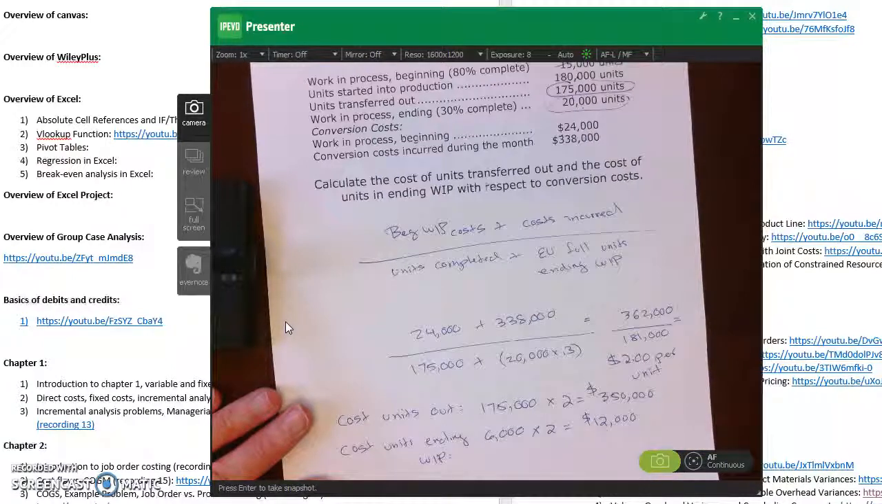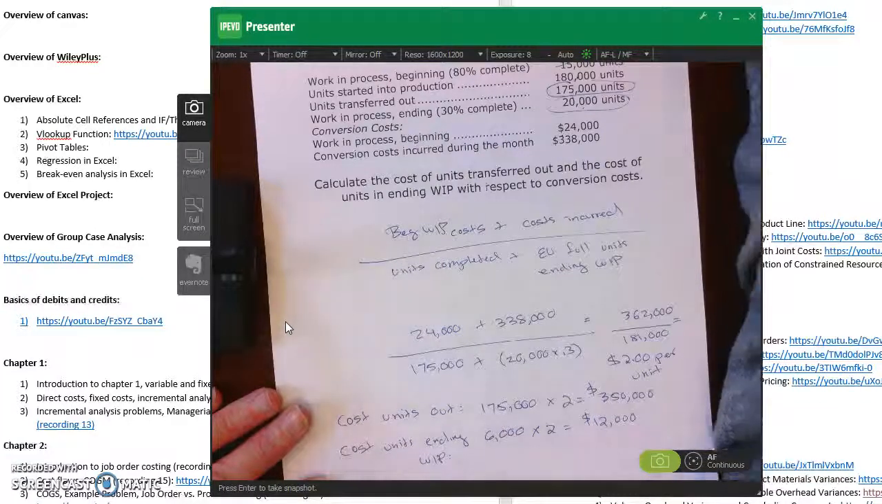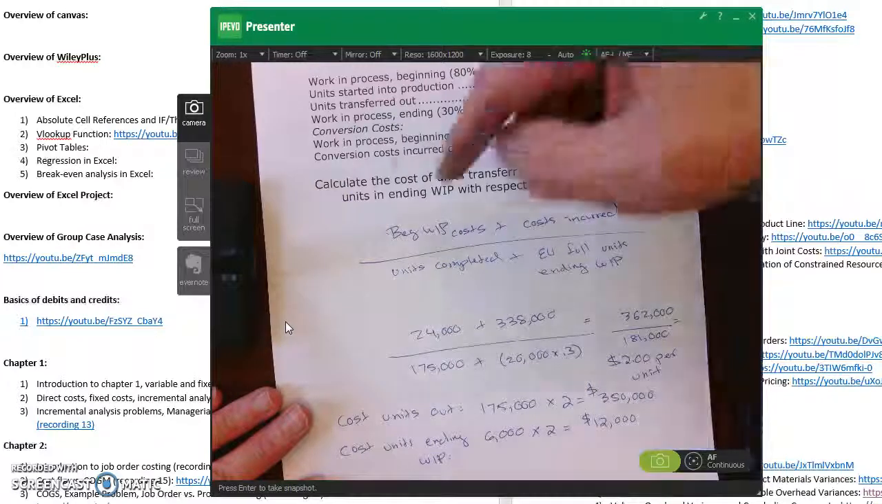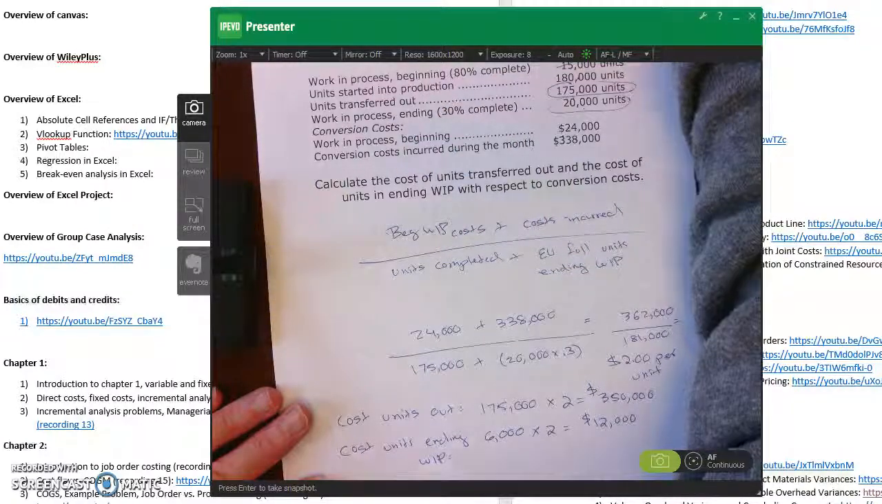That's the answer. I'm going to end this lecture video here, and in the next one, we will cover the production cost report and do a little bit more practice with this, and then talk about some additional points.